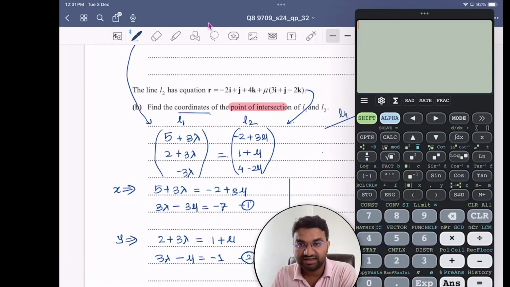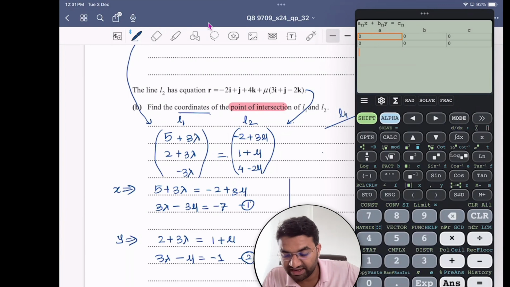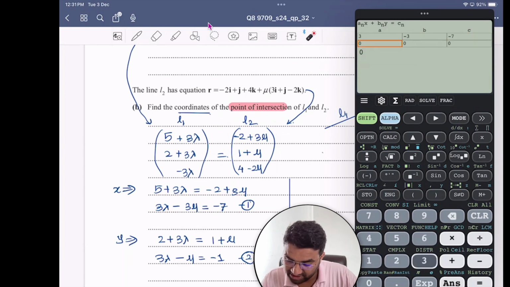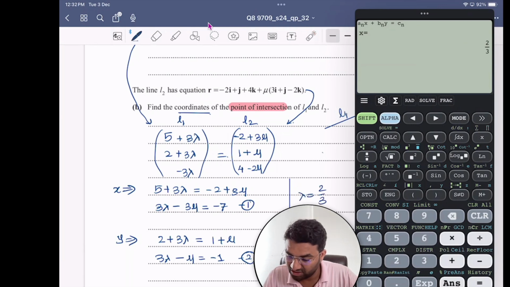You can see the calculator here, and we take a1 x plus b1 y equal to c1. These are the two simultaneous equations. So a1 is 3, b1 is negative 3, c1 is negative 7. Then a2 is 3, b2 is negative 1, c2 is negative 1, and we will get lambda is equal to 2 by 3 and mu is equal to 3.